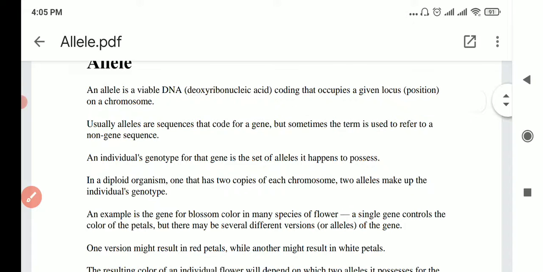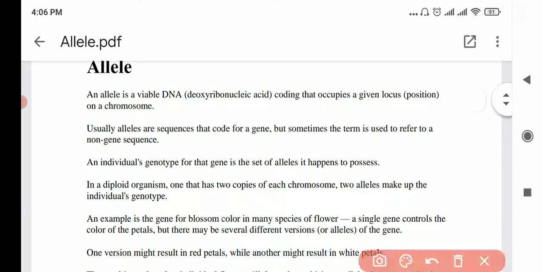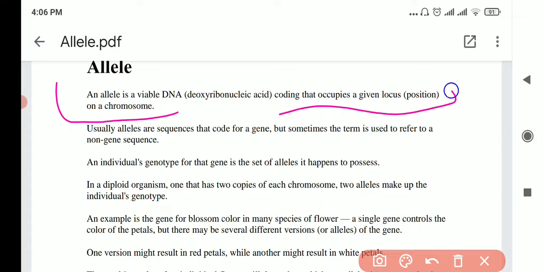This first line looks complicated, but it's nothing but what I explained just now. An allele is a viable DNA, a part of the DNA which works, so it's viable, and it codes for something. And it's present where? At its own position, its own locus, on a chromosome. So very easy. An allele is a viable DNA coding that occupies a given locus on a chromosome. Very easy.